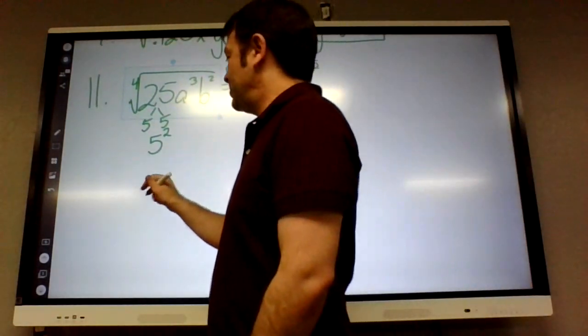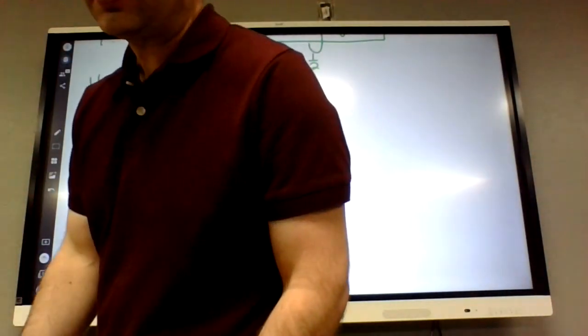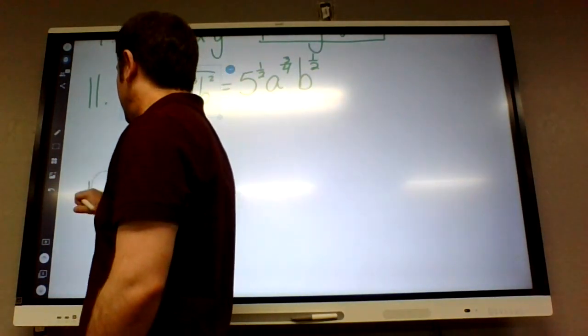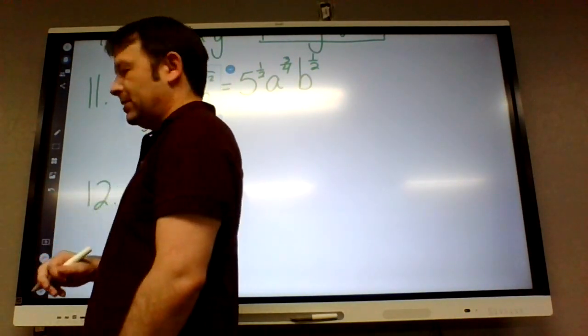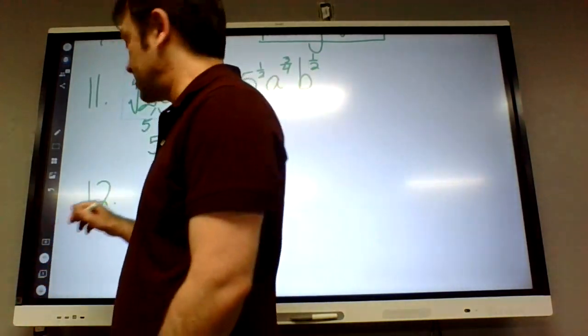Alright, on 13, they're going the opposite direction. They start in exponential form and we want to change it back to radical form. Actually, instead of 13, 12 is a little bit harder, so let's do 12 instead. 2 to the 4/3, a to the 1/6.